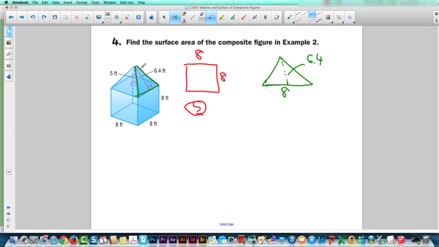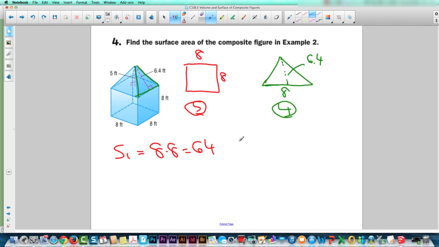And I notice that this is 8 and it's also 6.4. And actually all 4 triangles are congruent to each other. So now I know I have 4 of these. So this is great. A lot less work. 5 of this size, 4 of this size, add it together, and I'm done. So right now I'm going to find the surface area of the rectangle, which is 8 times 8, because that's the area formula for a rectangle, which is 64.